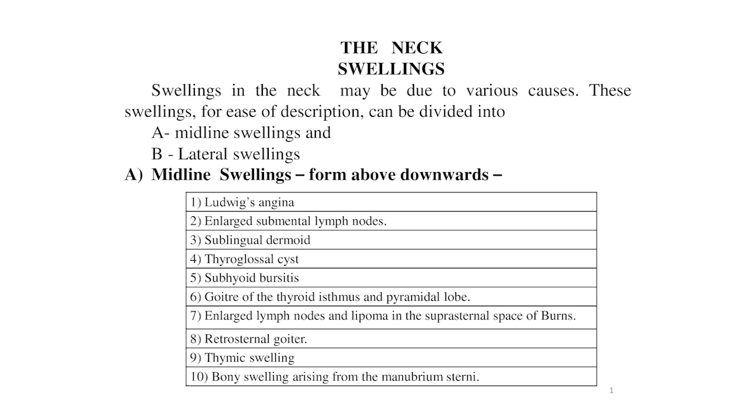Swelling in the neck may be due to various causes. These swellings, for ease of description, can be divided into A. Midline swelling and B. Lateral swelling. First, we will see the midline swellings from above downwards: Ludwig's angina, enlarged submental lymph nodes, sublingual dermoid, thyroglossal cyst, subhyoid bursitis, goiter of the thyroid isthmus and pyramidal lobe, enlarged lymph nodes and lipoma in the suprasternal space of Burns, retrosternal goiter, thymic swelling, bony swelling arising from the manubrium sterni.